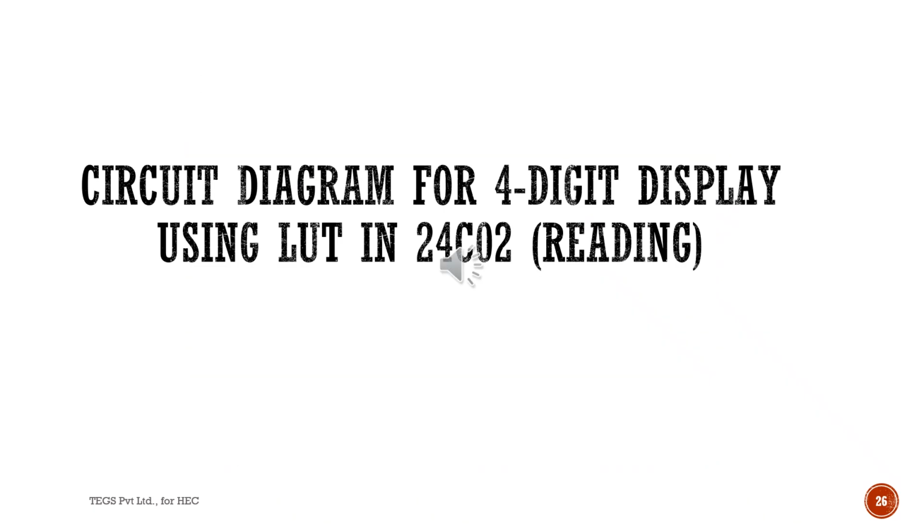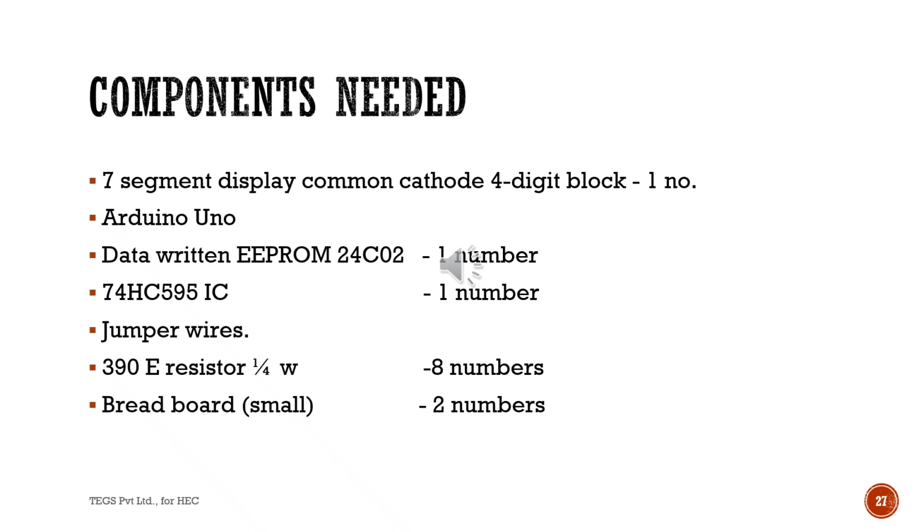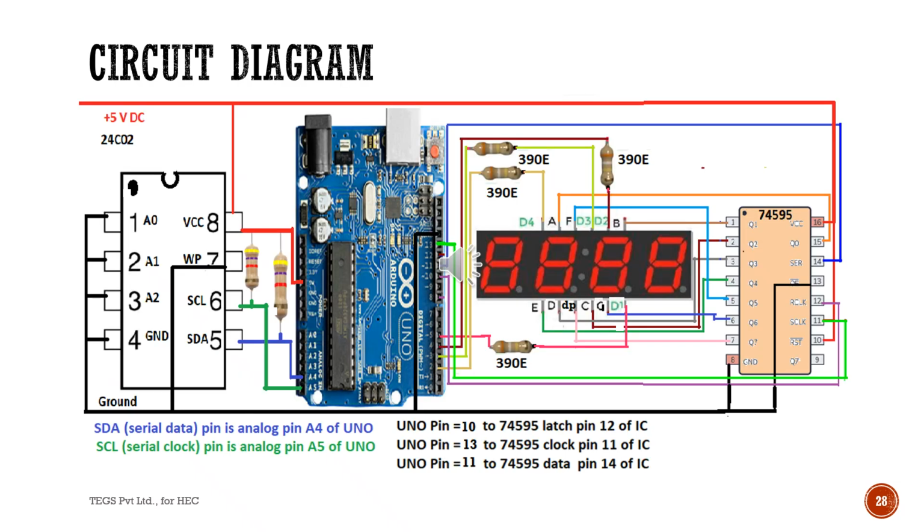Circuit diagram for 4-digit display using LUT in 24C02 reading. Components needed: 7-segment display, common cathode, 4-digit block, 1 number; Arduino Uno, 1 number; data written EEPROM 24C02, 1 number; 74HC595 shift register IC, 1 number; jumper wires; 290 ohm resistor, 8 numbers; breadboard small, 2 numbers.